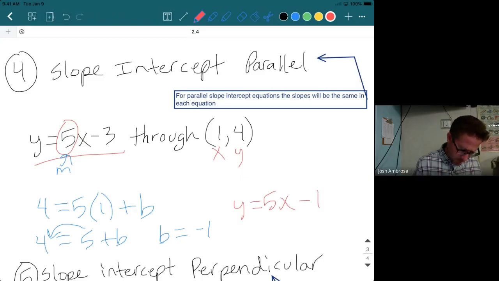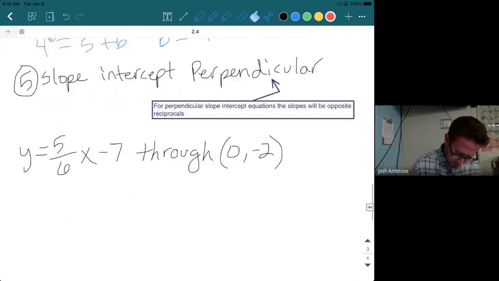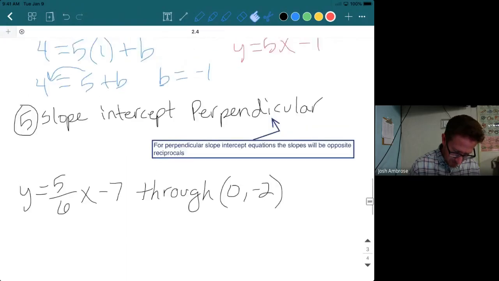All right. Perfect. Double check. All right, let's move on. Last example problem.